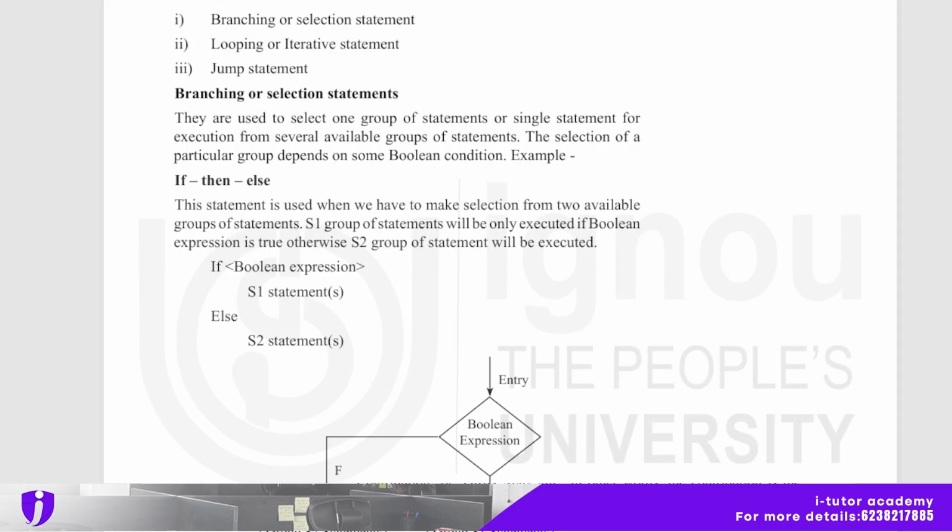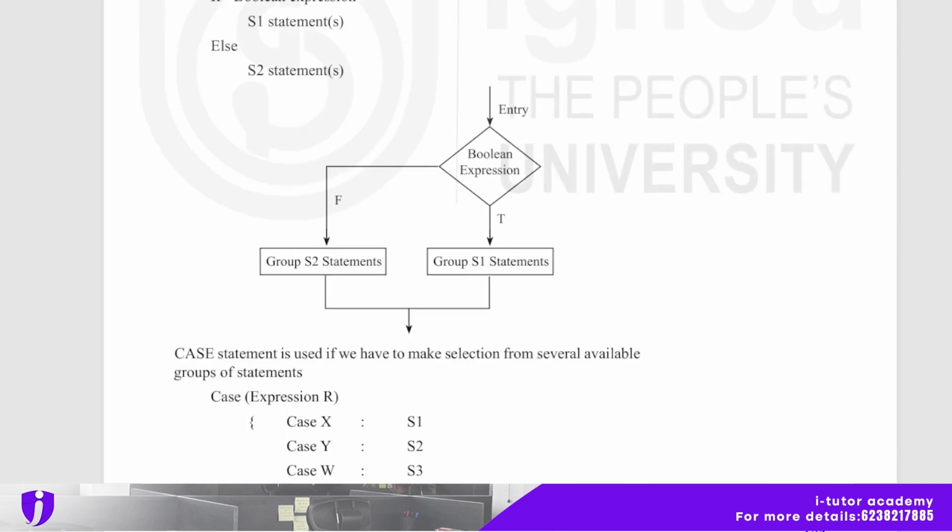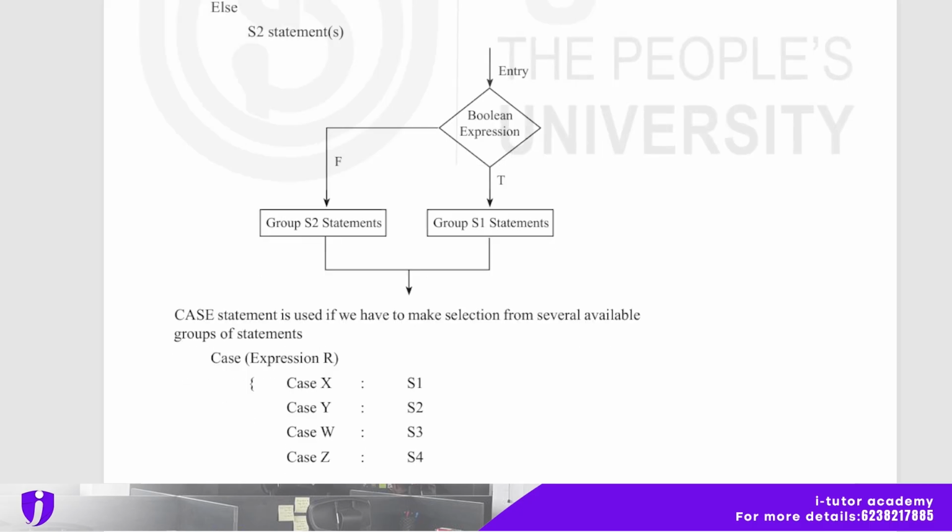else, etc. This statement is used when we have to make a selection from two available groups of statements. The S1 group of statements will be executed only if the boolean expression is true, otherwise the S2 group of statements will be executed. That is, if the boolean expression, then S1 statement, else S2 statement, with the boolean expression, group S1 statements and group S2 statements.